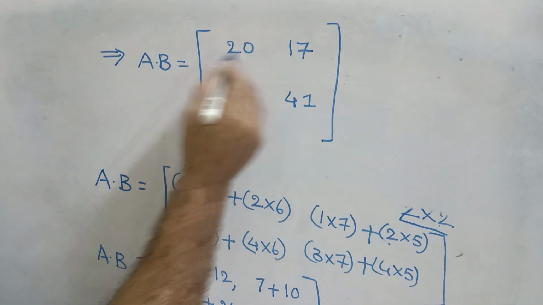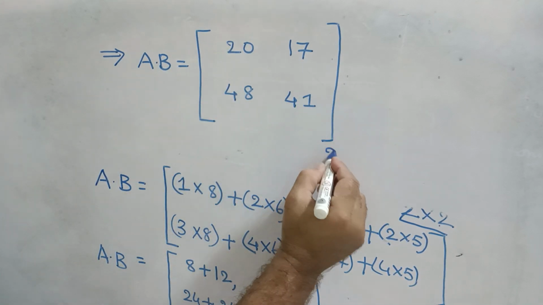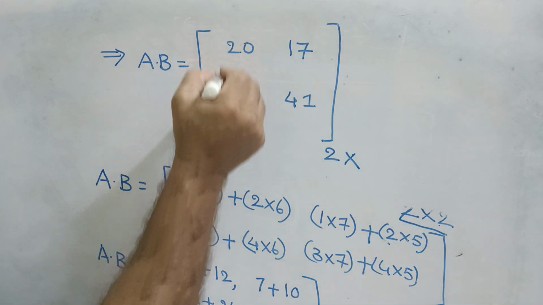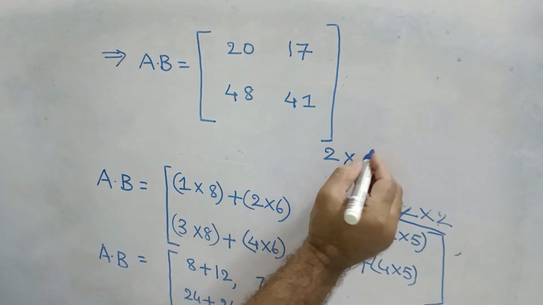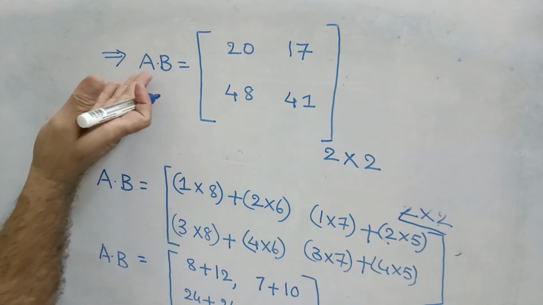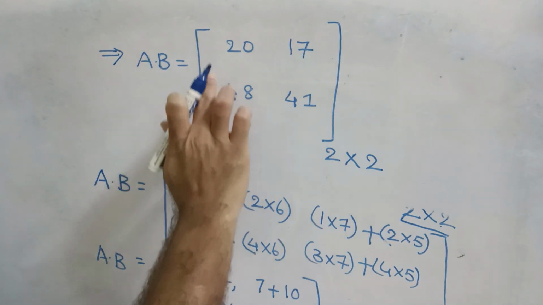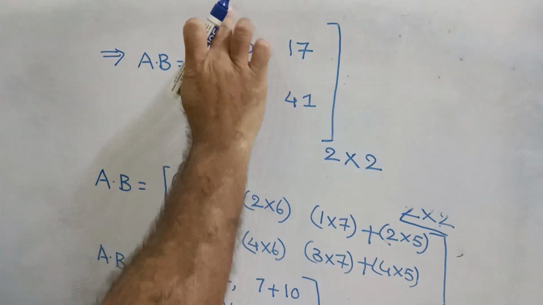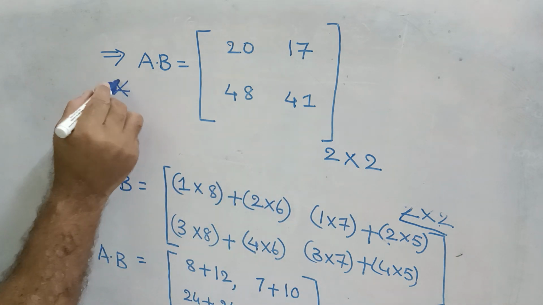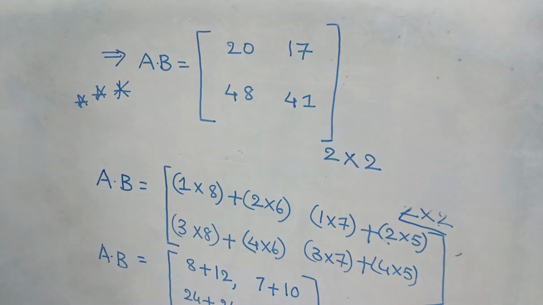So now tell me how many rows are there? This is the first row, this is the second row. Therefore 2 rows. Write 2 here. By how many columns? This is the first column, this is the second column, therefore two columns. So as I already told, the product is also another matrix having the same two rows, two columns, therefore it is a 2 by 2 matrix. So this is your answer. A into B is equal to this.